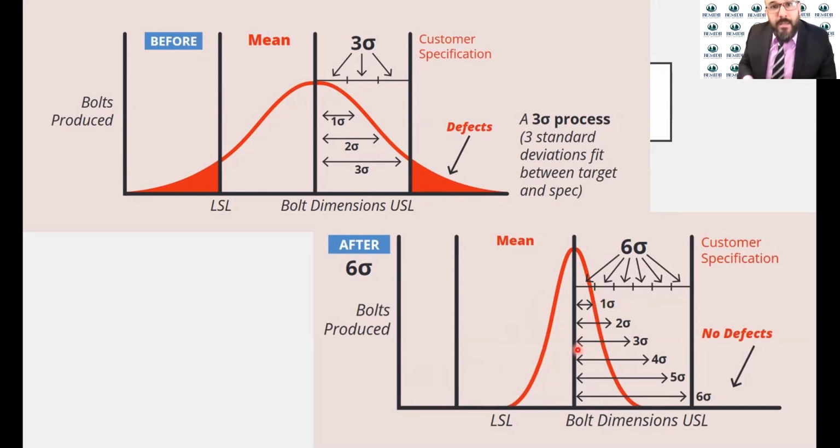How far the variables are from the mean. So now in this case, we were able to produce a process with a 6 sigma capability. And now there are no defects.